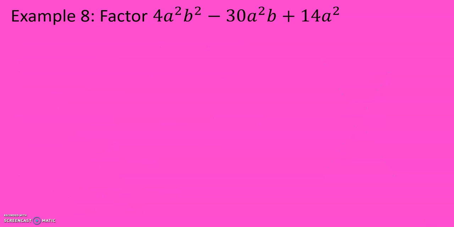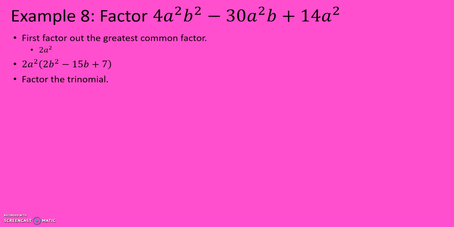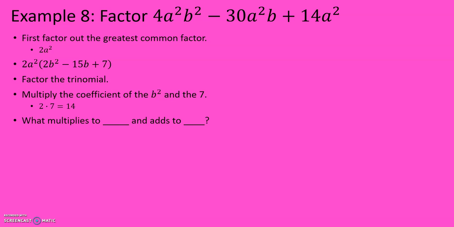Example 8, factor 4a squared b squared minus 30a squared b plus 14a squared. First, factor out the greatest common factor, which is 2a squared. So we're going to rewrite as 2a squared times 2b squared minus 15b plus 7. Factor the trinomial now. So we have the 2 times the 7 is 14. What multiplies to 14 and adds to negative 15? It's negative 14 and negative 1.